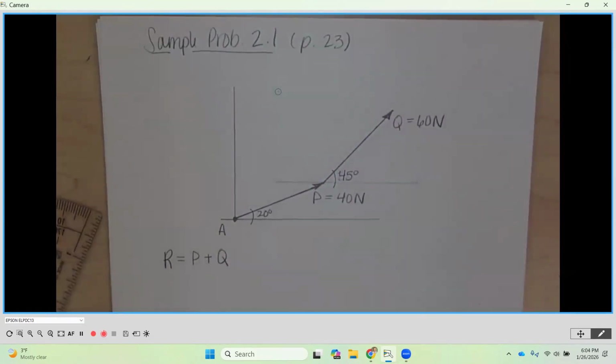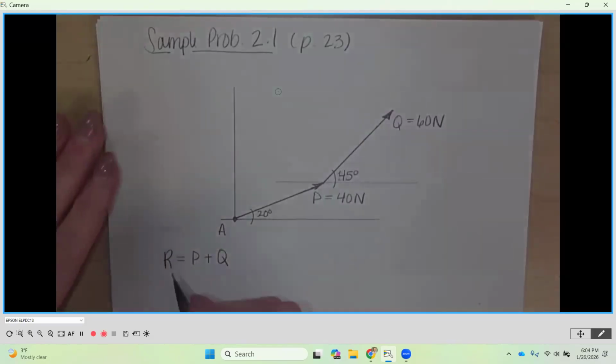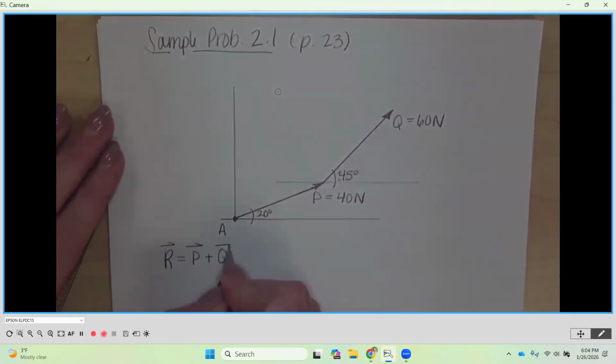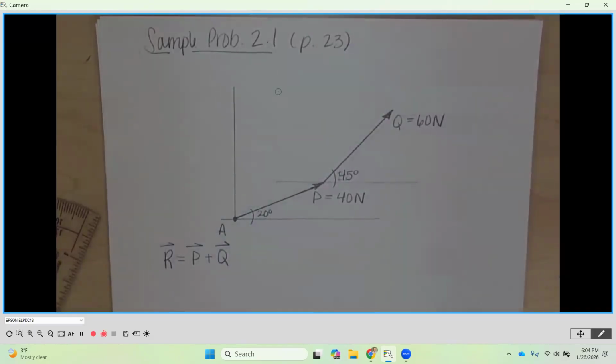If these were in line with each other on a horizontal line, it was 40 plus 60, I could say the resultant was 100, okay? But they're not. They're at different angles. So because of that, I have to vectorially add them together, which means I need to use the vector symbol above each one of my variables, so I know that this is not an algebraic addition. Does that make sense to everybody? Okay.